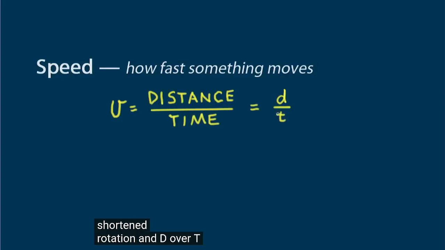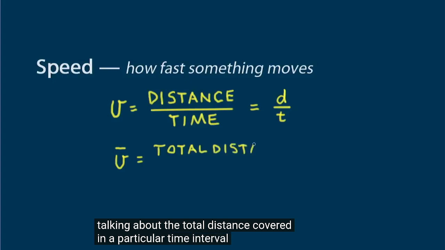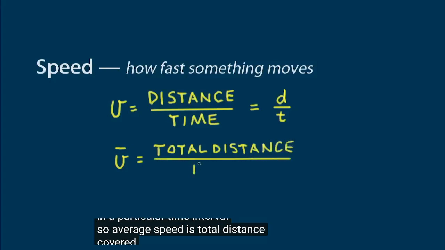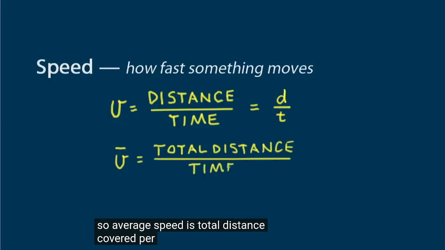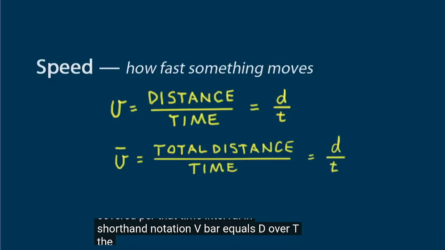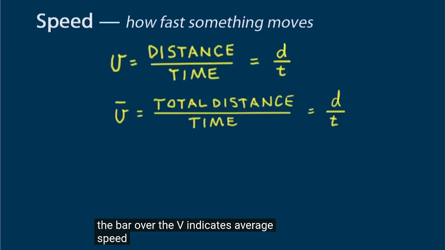over t. When we talk about average speed, we're talking about the total distance covered in a particular time interval. So average speed is total distance covered per that time interval. In shorthand notation, v bar equals d over t. The bar over the v indicates average speed.